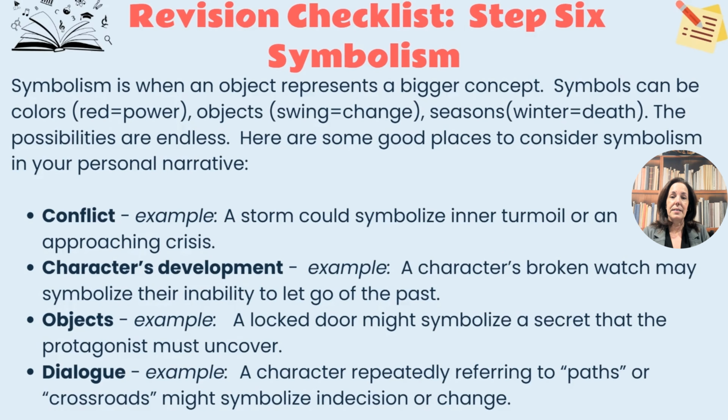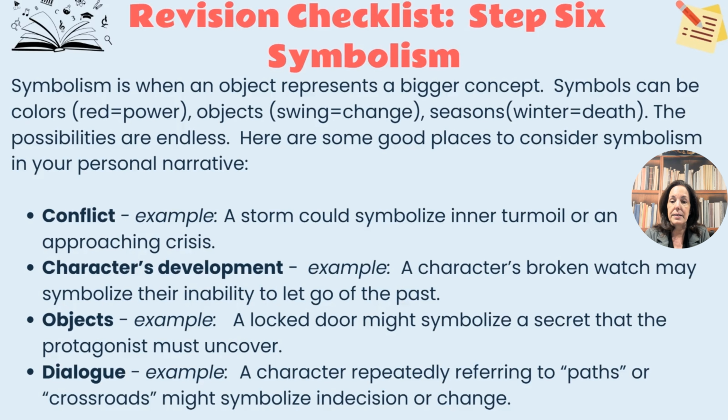Okay, step 6, symbolism. This is when you have an object that represents a bigger concept. Symbols can be really anything. They could be colors, like red could equal power. Objects, a swing could symbolize change. Seasons, winter could symbolize death. The possibilities are endless. There are no rules for this.